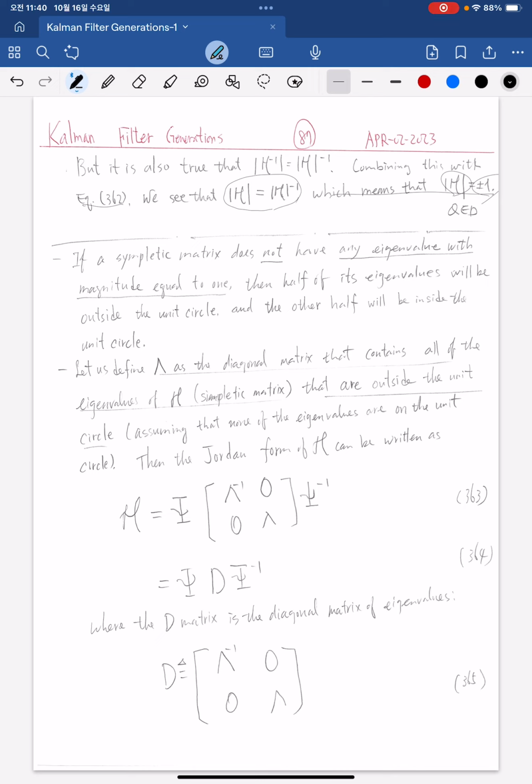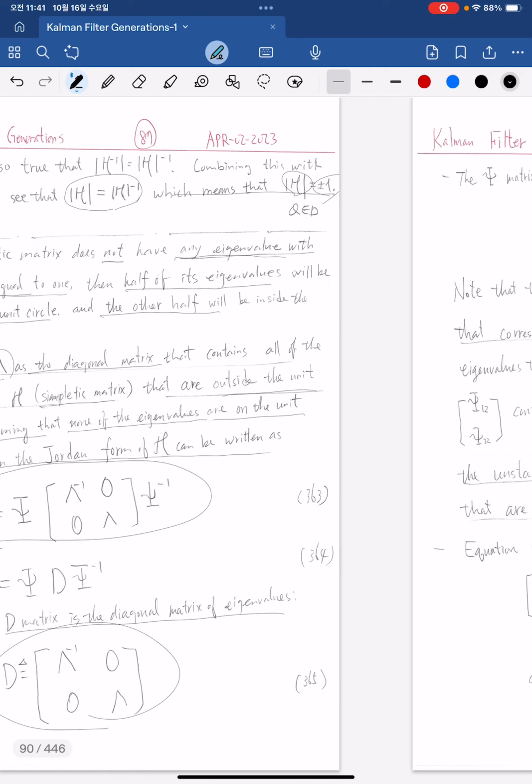If the symplectic matrix does not have any eigenvalue with a magnitude equal to 1, then half of the eigenvalues will be outside the unit circle, and the other half will be inside the unit circle. Let us write lambda as a diagonal matrix that contains all of the eigenvalues of H, the symplectic matrix, that are outside the unit circle, assuming that none of the eigenvalues are on the unit circle. Then the Jordan form of H can be written like this, where the matrix is the diagonal matrix of eigenvalues.